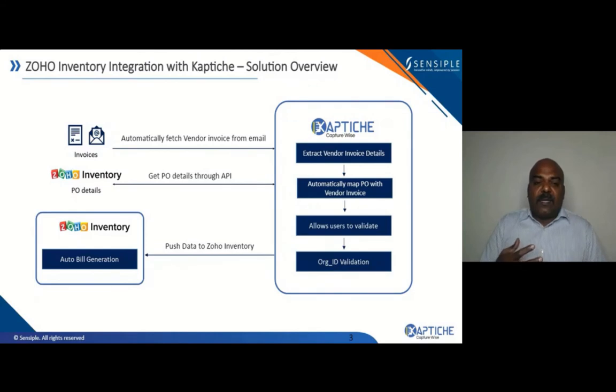Number one, it can get exactly matched with the purchase order. In that case, there is no question asked, right? So it just goes and generates the bill in Zoho Inventory. It's ready to go, that's all.